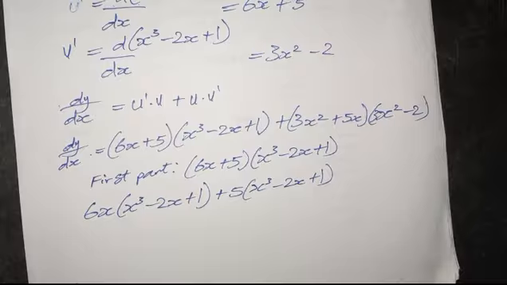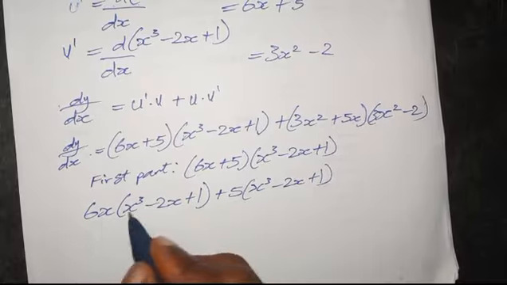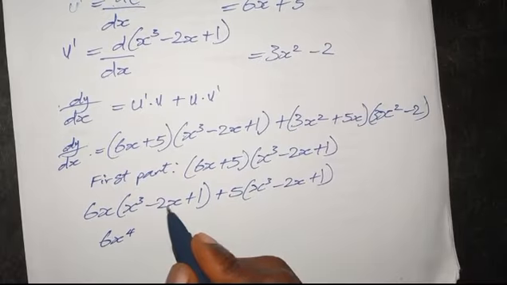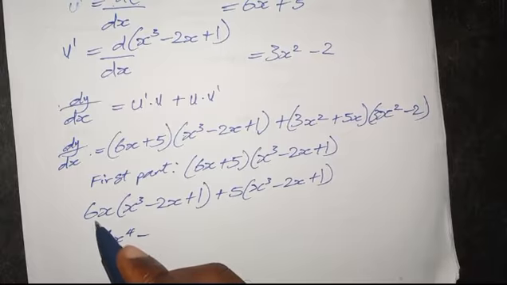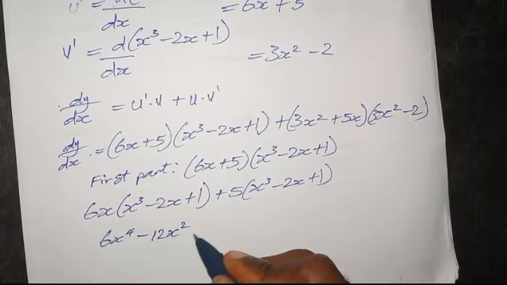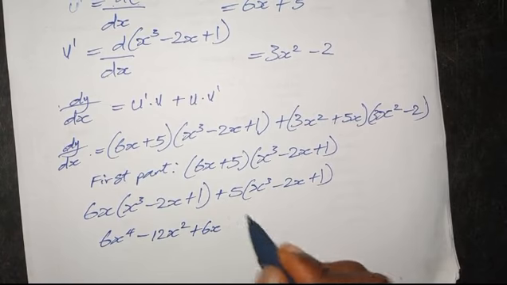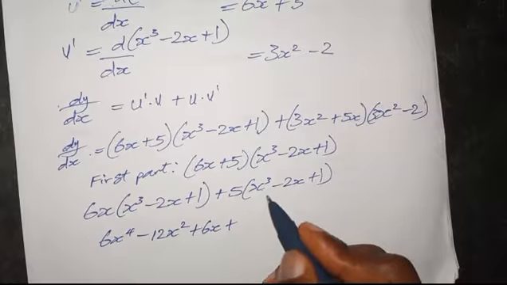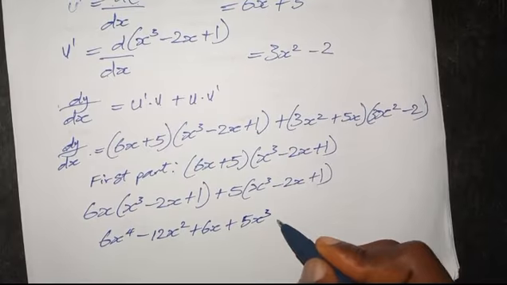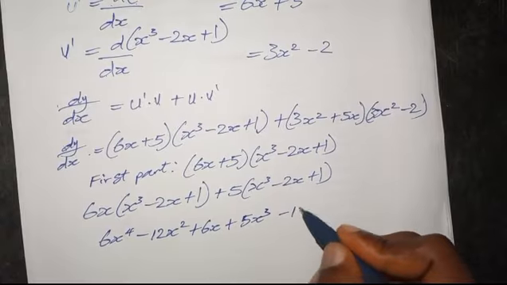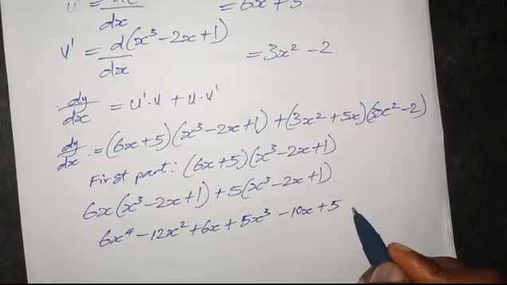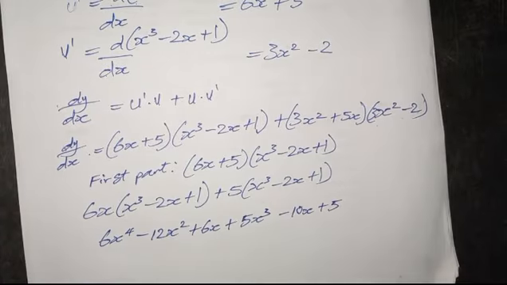Now you do the normal multiplication here, which is 6 times 1 to give you 6, 3 plus 1 is 4, so 6x to the power 4. 6 times 2, forget the sign, it's minus, 6 times 2 is 12x, 1 plus 1 is 2, so 12x squared. And this one 6x times 1 is 6x. Then bring in this multiplication sign, multiply this one also: 5 times x cubed is 5x cubed, minus 5 times 2 is 10x, plus 5 times 1 is 5. That's the first part of it. Now you've gotten the answer for the first part. Now, this is the second part.